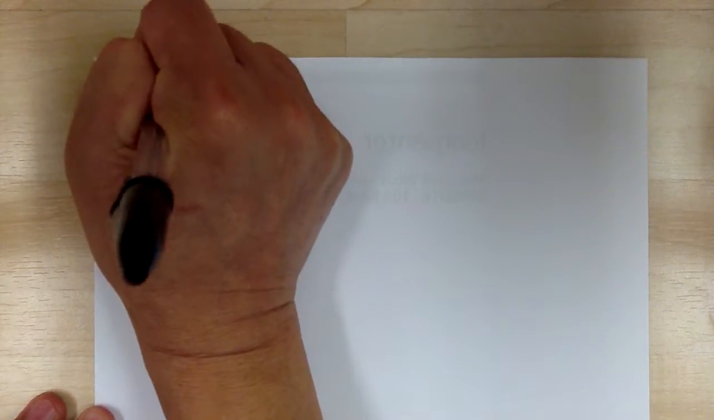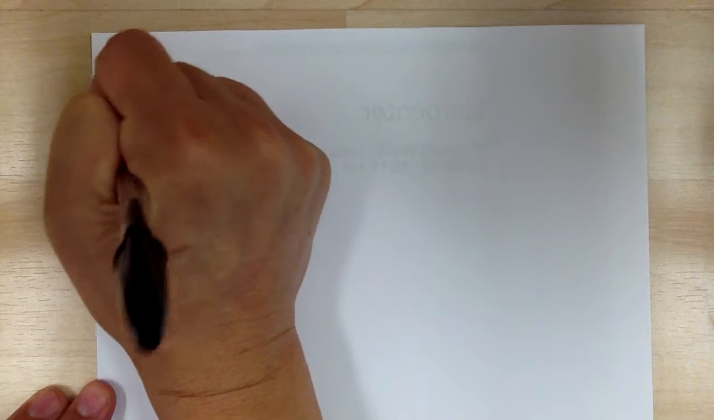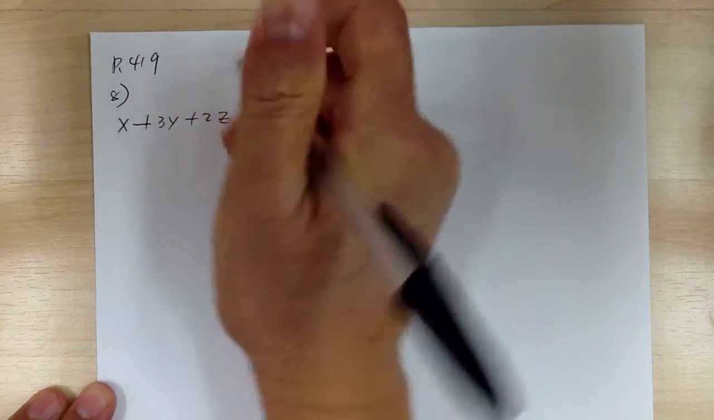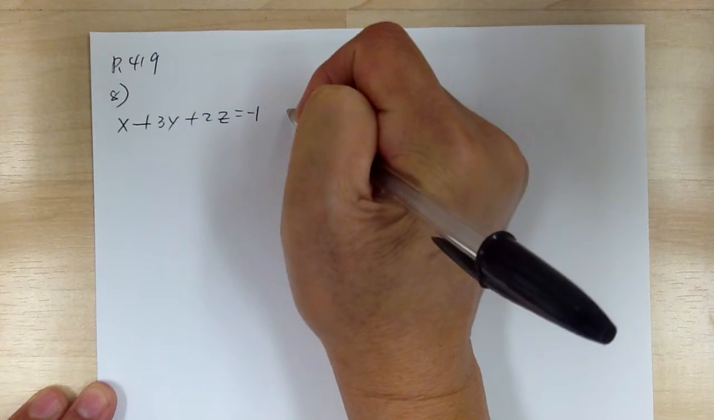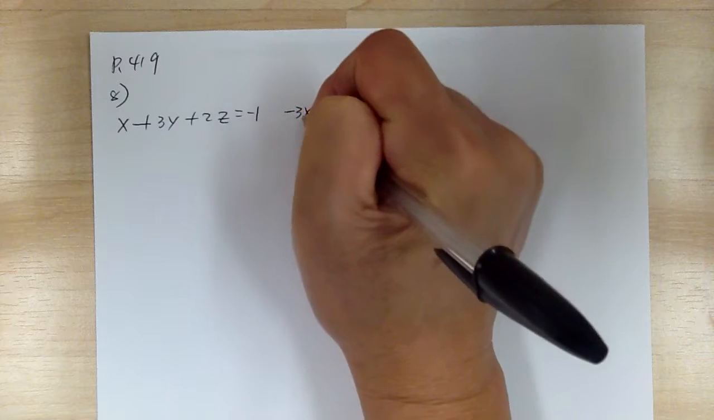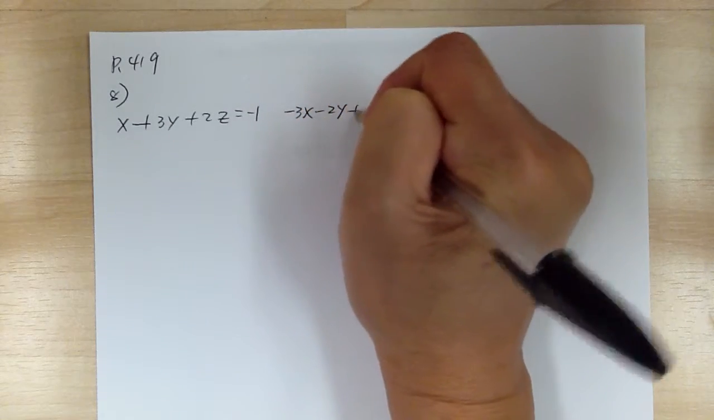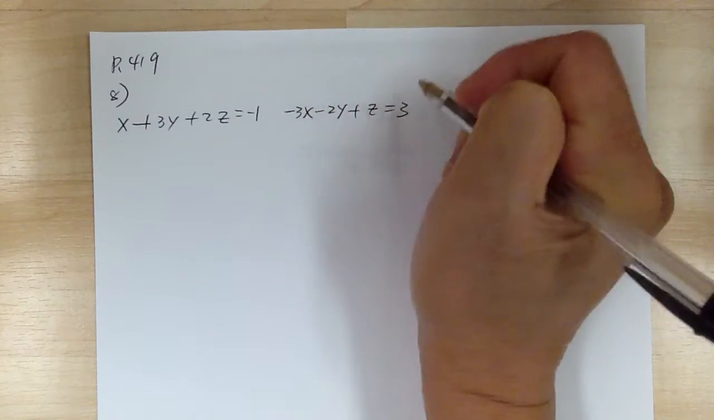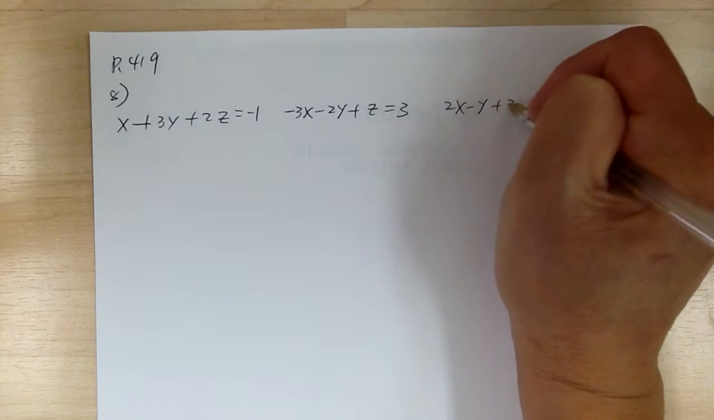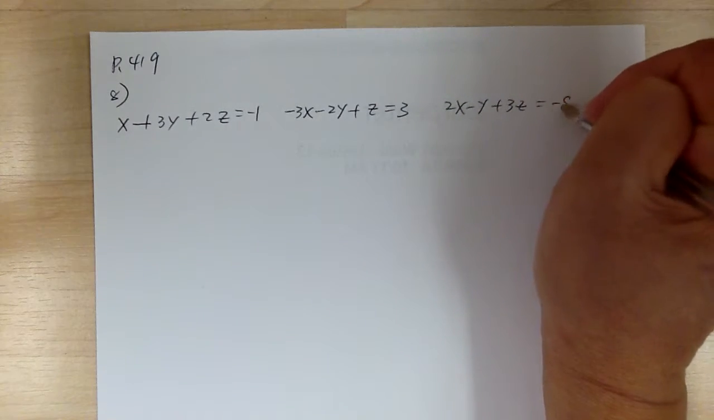So let's go to number 8. You have x plus 3y plus 2z equal to -1, and then you have -3x minus 2y plus z equal to 3, and you have 2x minus y plus 3z equal to -8.